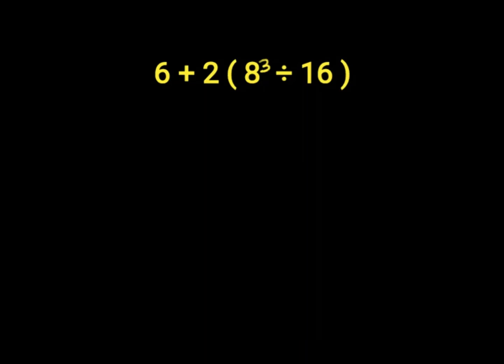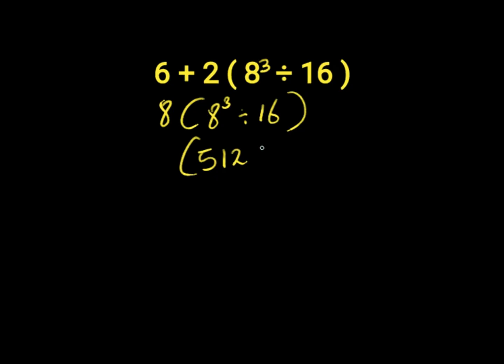6 plus 2(8 to the power of 3 divided by 16). 6 plus 2 will give us 8. Then we have 8(8 to the power of 3 divided by 16). 8 to the power of 3 is 512, which is 512 divided by 16.